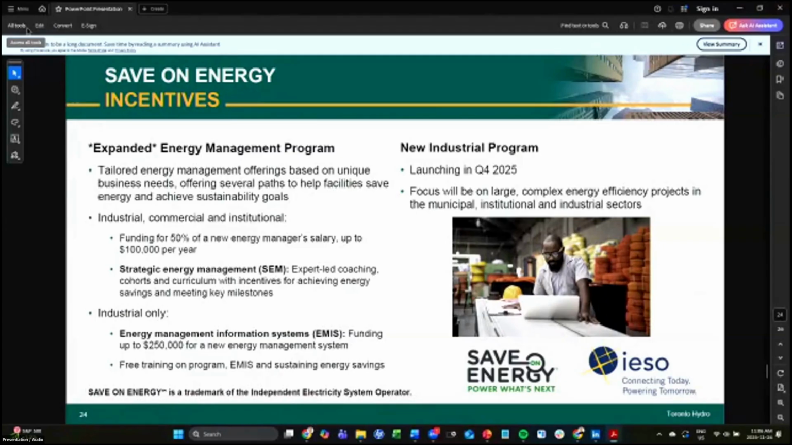And then this deck was made before last week, but the new industrial program called Accelerate has just been launched last week. It pays 30 cents a kilowatt hour. There's up to $100,000 in study funding to look at these projects, but these are for your large, complex, more process-driven projects and need to save at least 600 megawatt hours of electrical savings. So happy to talk further.